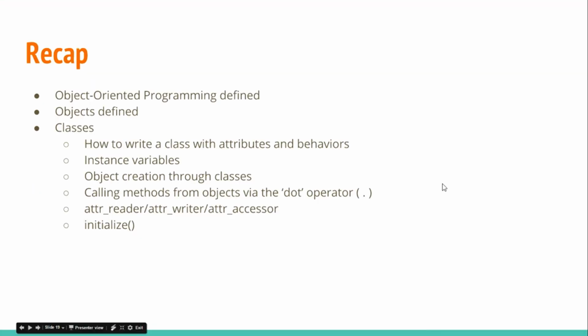Good. So just to recap, we defined what object-oriented programming was, we defined what an object is, and we defined what classes were. And we dived in deep and we wrote classes in Ruby, and we figured out how to write a class with attributes and behaviors. We learned about instance variables. We created our own objects through our own classes that we custom built, and we called methods from objects using the dot operator. And we also learned about some certain keywords and key methods that you can write in classes in Ruby to make our lives easier: attribute reader, writer, and accessor. And we also learned about the initialize method that gets called whenever you first initialize or create a new object.